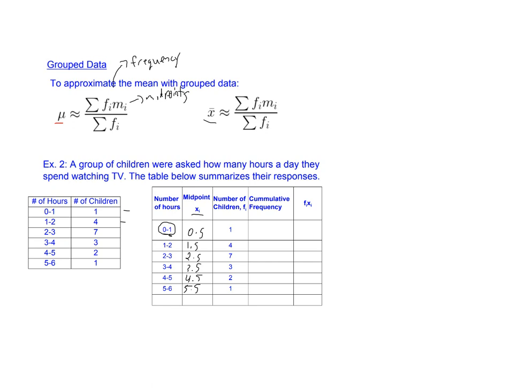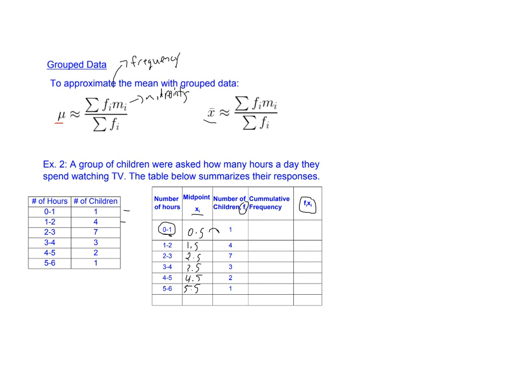Alright, and here's our frequency. This is the number of children for each of the intervals. We'll come back to this cumulative frequency column in a minute; we'll need it in a bit. In order to find the mean for grouped data, we need the frequency times the x values, or the midpoint. So we're going to take these two columns and multiply them together.